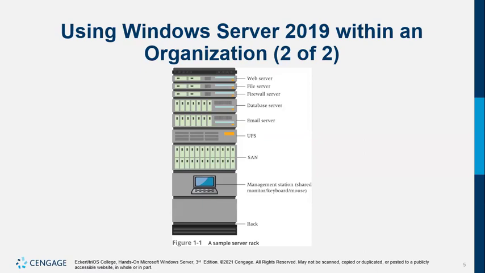So you can see the first 3 there are a web server, file server, and firewall server. Each of those are representing 1 R unit per device. And then you can see the next couple devices are 2 R units thick, and so on. The larger the device, the more R units it is. And then towards the bottom, you have a management station.